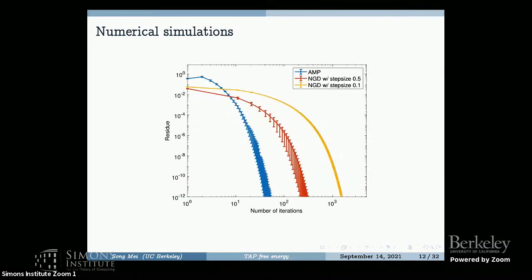And here is a numerical simulation. It basically suggests the conjecture that the landscape of the TAP energy is quite nice and AMP converges. This blue curve is the residual of AMP versus the number of iterations. You can see that it converges very well, and for different initializations, it all converges to the same point. We have some other algorithms which also converge, and I will describe them later.